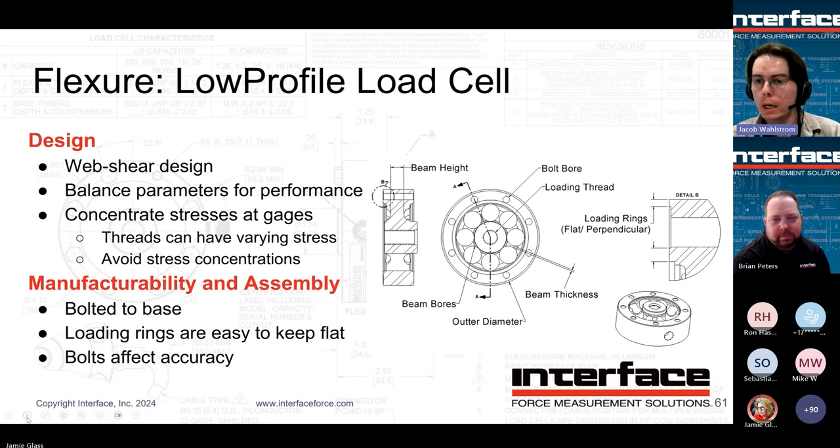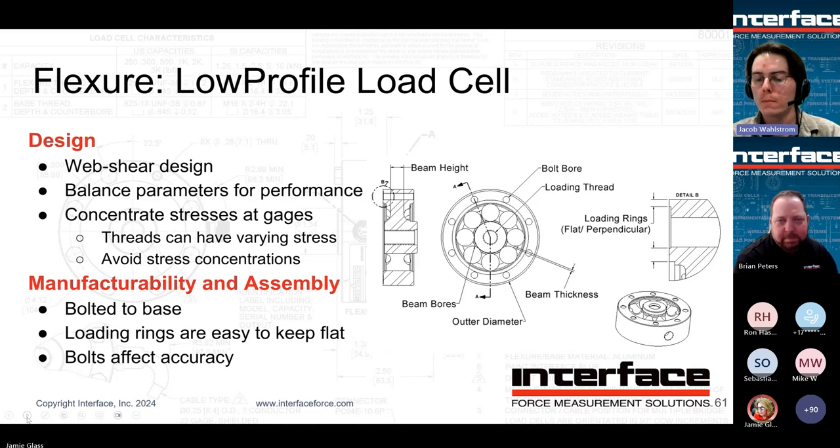A few of the assembly aspects that are important when it comes to an LP, since this is going to be bolted to something, right? Hopefully a base, but if you're doing it on your end, it's going to be bolted to hopefully a hard flat surface. And the flat surface is pretty important.